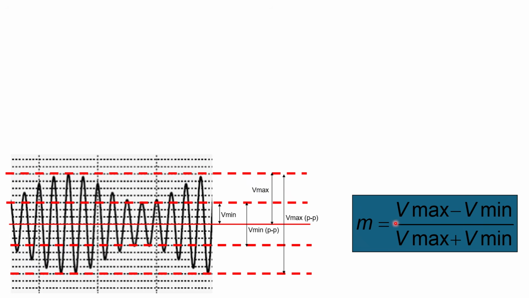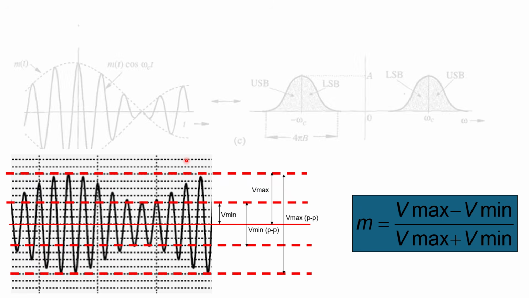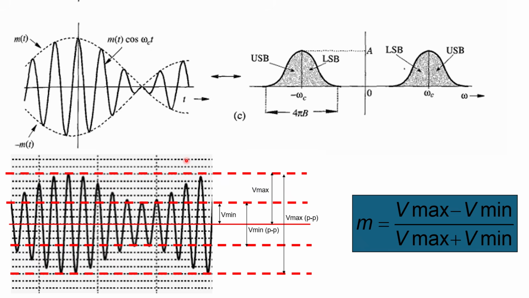If you know that range, then you can find the modulation index, that is the difference of V max and V min. Suppose this is the maximum voltage and here is the minimum voltage. Actually these voltages, meaning the amplitude, are varying with respect to the message, divided by the addition of V max and V min, right? So that is called the modulation index.